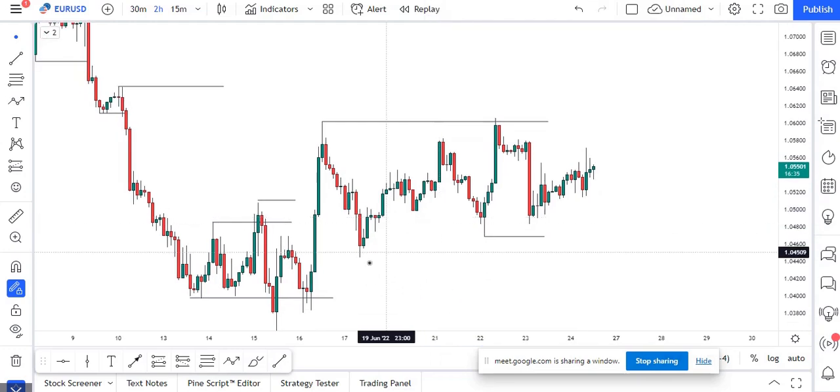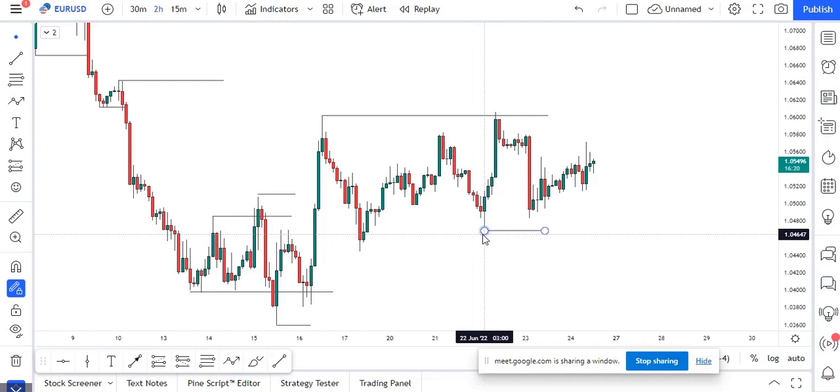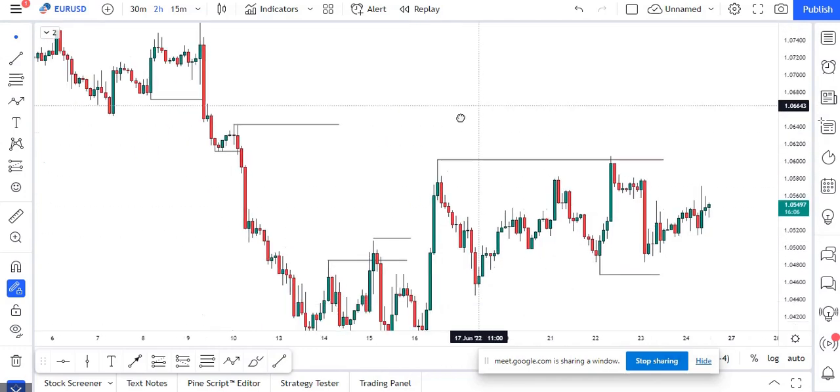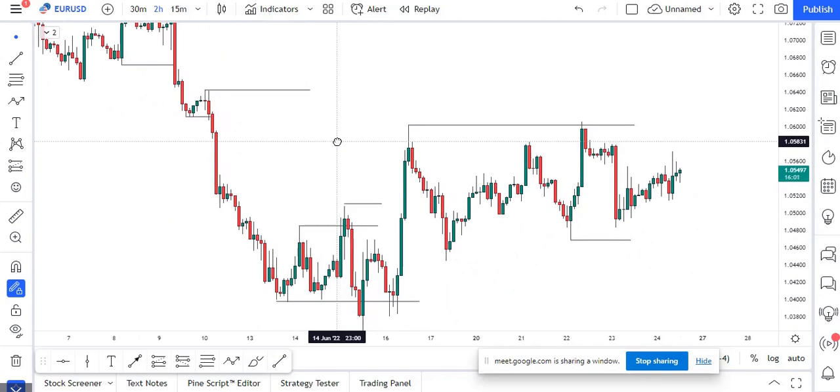No, we cannot, because this was the microstructure break. This was the last high, the last low. This was the last high. So we are still within the range. So I'm not marking this as the macro structure low. Price definitely broke above, but it was a liquidity grab. So I'm not labeling it as the new high and this as the low. So I hope you understand the difference between a market structure shift and a liquidity grab.